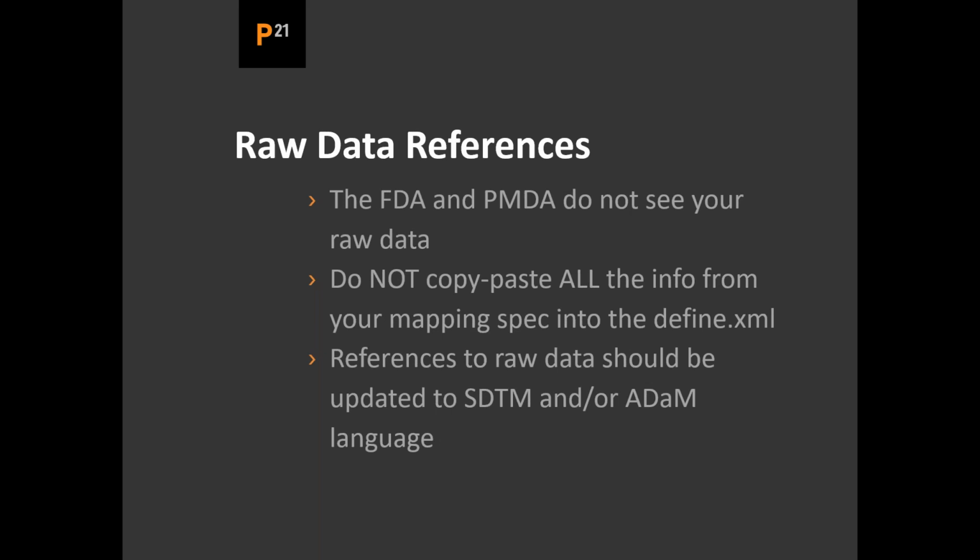And then lastly, before we go to an example, raw data references is another issue that we see often. As previously stated, the FDA and the PMDA won't have access to the raw database or know anything about it. So derivations that are in your mapping spec, most of the time you cannot copy them directly out of your mapping spec and put them into the define file. You have to go through and correct some of the text, take out any references to raw data, and update it so that the language is in SEND, SDTM, or ADaM language.